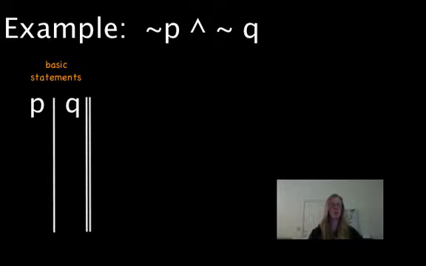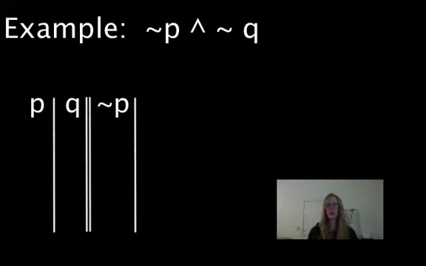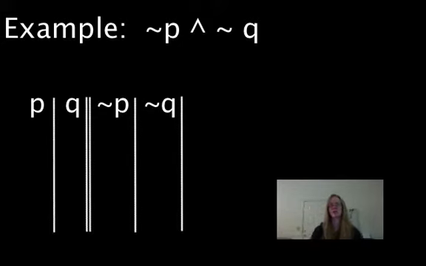So on the right side of the table, the first thing that you might want to do is go through and list any negation of statements. So we have not P. I'm going to put a column for not P, and I'm going to put a column for not Q. You don't have to take the negation of every statement. It's just if it's in the original combination of statements.